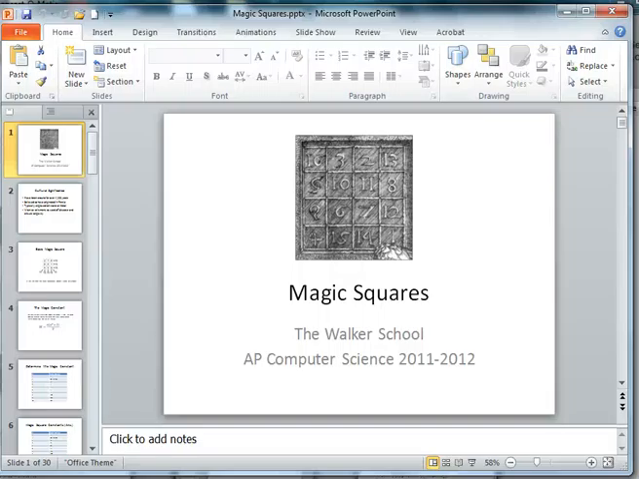Welcome to our magic squares project. We are going to build a magic square in Java. Before we get started though, let's review what magic squares actually are.